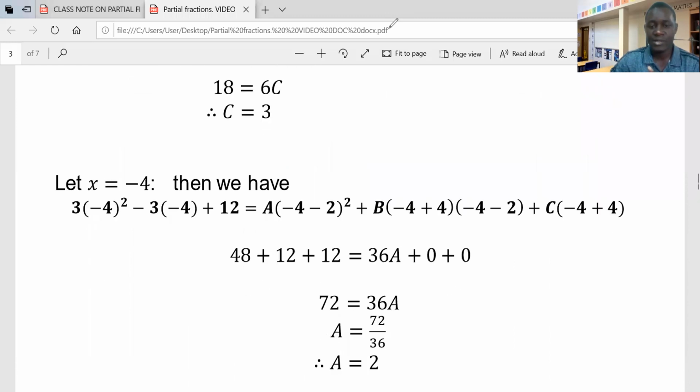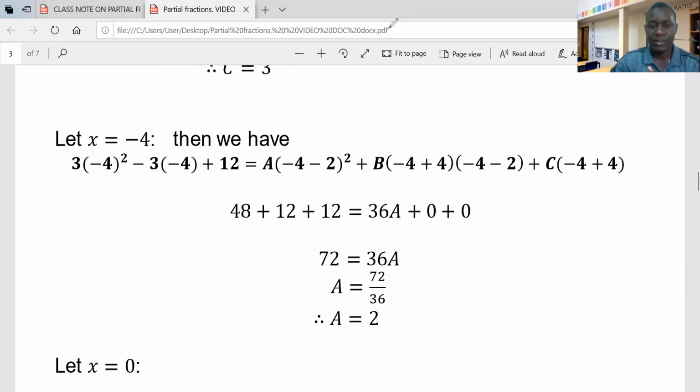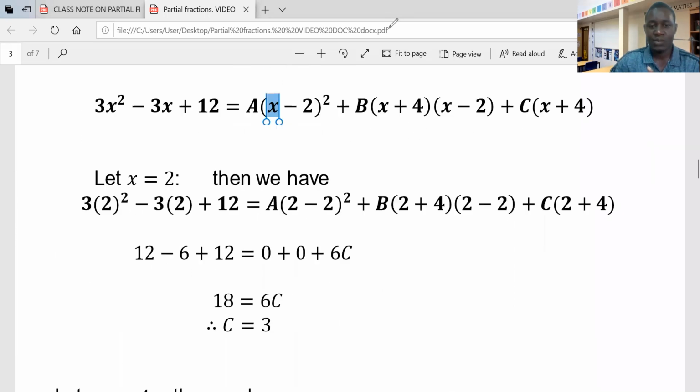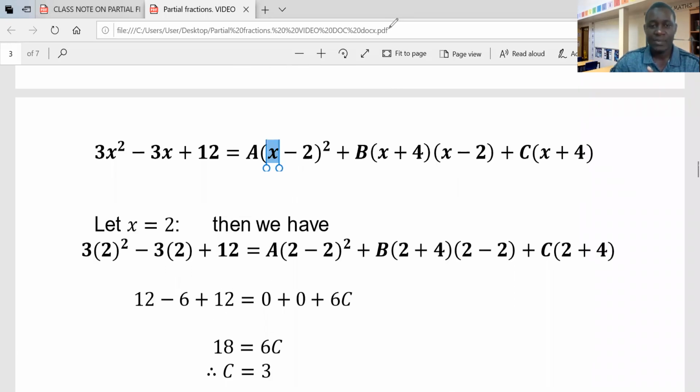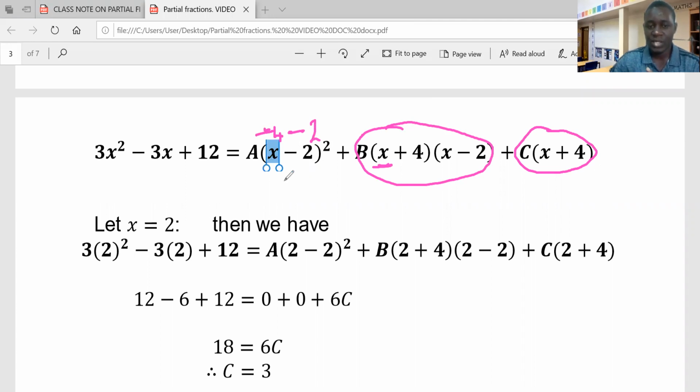So substituting x as minus 4, what happens? We'll have minus 4 here, and this whole part will turn to 0. So that will disappear. If we have x as minus 4, we have this whole part also turning to 0. If we have minus 4 here, that will give us minus 4 minus 2. So that will give us minus 6. So we have minus 6 squared, that will be 36a in this part.